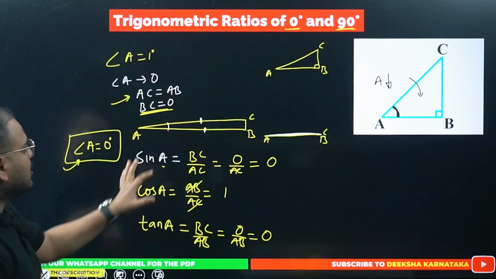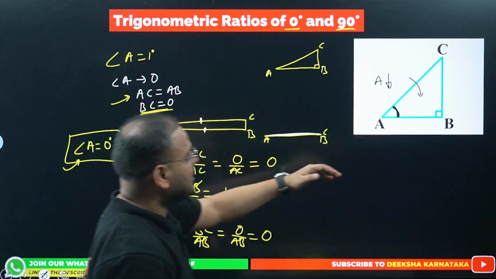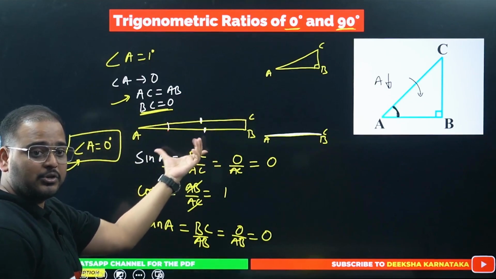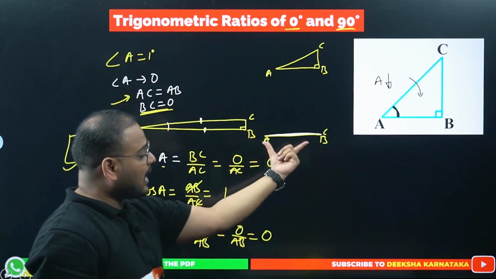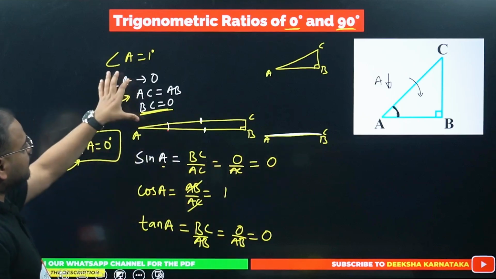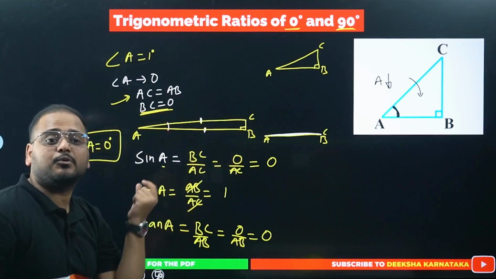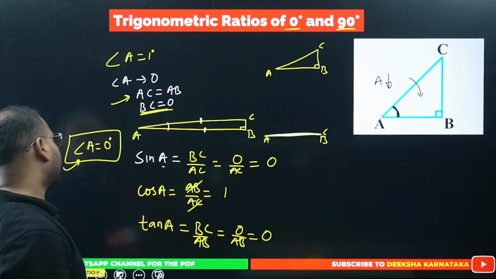I have taken angle A to be 0 degree. So I hope you understood. When angle A becomes equal to 0 degree, the triangle formed before, when it becomes 0 degree, I am using as a reference triangle. So we are taking that perspective to understand that side AC becomes equal to AB and side BC becomes equal to 0, and we have written all three ratios. Reciprocals we can find from here.